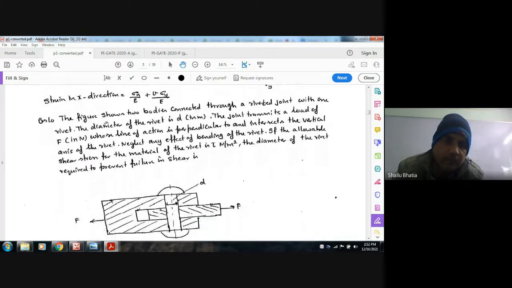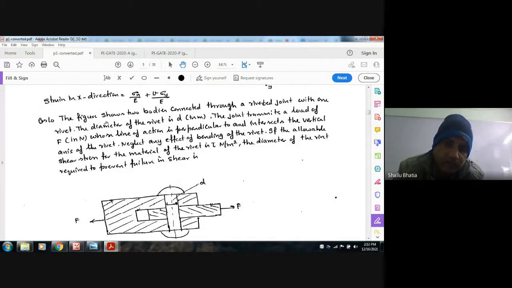Next, the figure shows two bodies connected through a riveted joint with one rivet. The diameter of rivet is D in meter. The joint transmits a load of F in Newton, whose line of action is perpendicular to and intersects the vertical axis of the rivet.